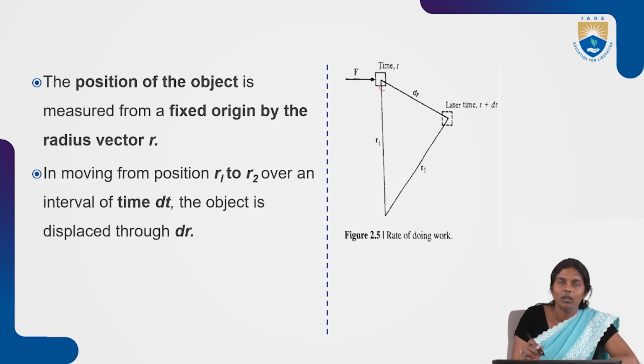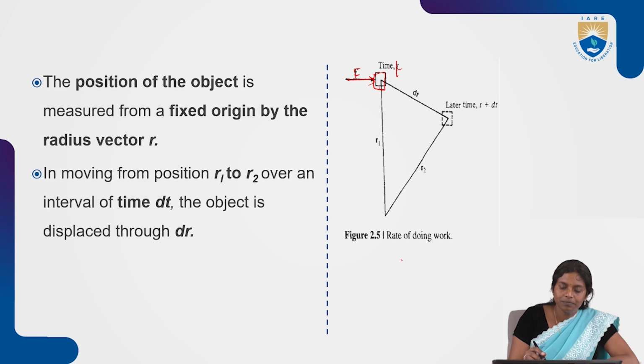So we are taking one object, and for that particular object there is a force F exerted on it. The position of the object is measured from the fixed origin by the radius vector r. In moving from position r1 to r2 over an interval of time delta t, the object will be displaced through dr. So this is at time t, and this is the force exerted on it.